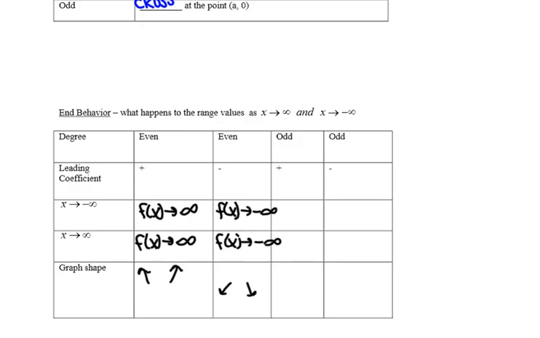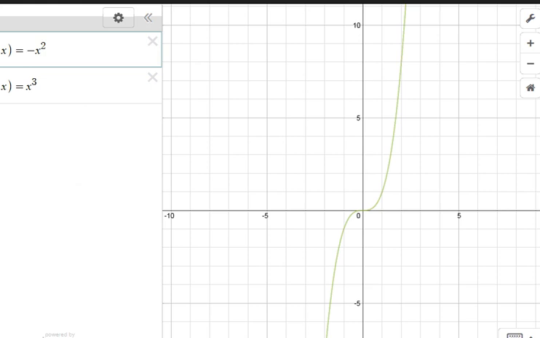So again, as x is approaching negative infinity, f of x is approaching negative infinity also. As x approaches positive infinity, f of x is approaching positive infinity. And the directions are going to be this. Now, fourth example I want to take a look at is, let's do the degree being odd and the leading coefficient being negative. Okay, so let's go back to Desmos.